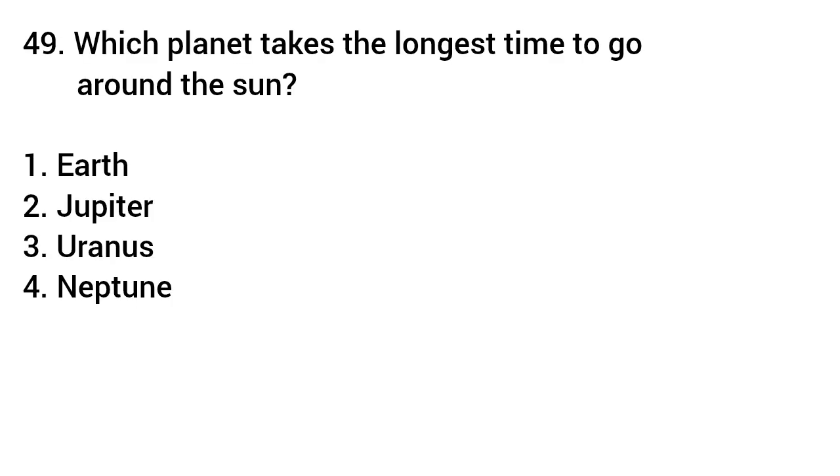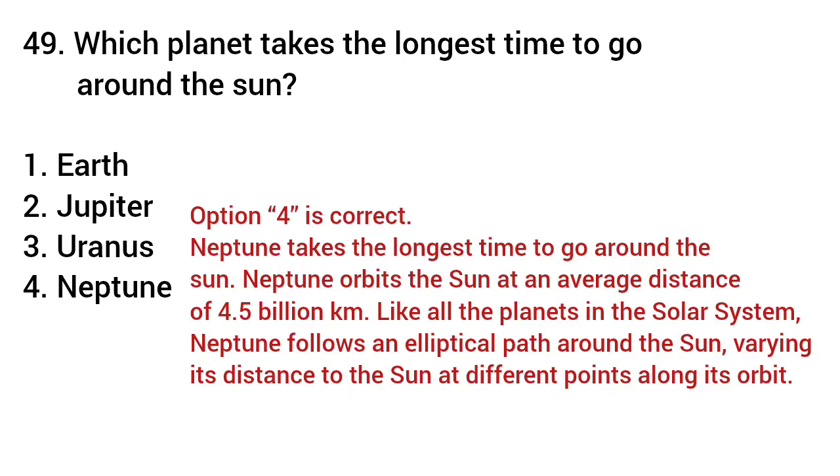Which planet takes the longest time to go around the sun? Answer. Option 4 is correct. Neptune takes the longest time to go around the sun. Neptune orbits the sun at an average distance of 4.5 billion kilometers. Like all the planets in the solar system, Neptune follows an elliptical path around the sun, varying its distance to the sun at different points along its orbit.